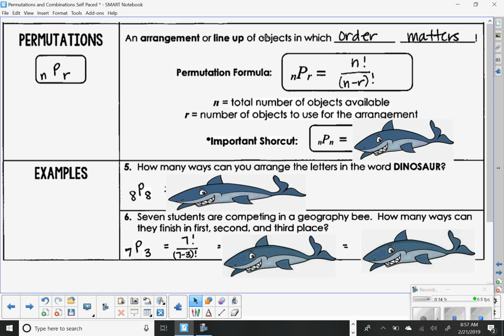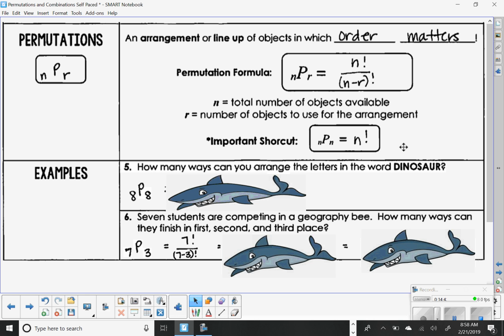Now, do you have to memorize this crazy formula? No, you don't. First, it will be given to you on your formula sheet for the SOL. Second, I don't know anybody who's ever had to use it because the calculator does permutations, and so does Desmos. But an important shortcut to remember is if you're going to use all the objects to arrange, then it's just n factorial. Now, I'm going to look at 2 examples.